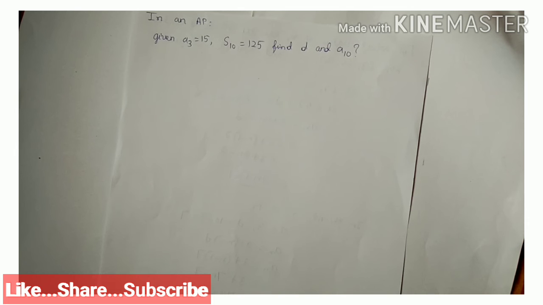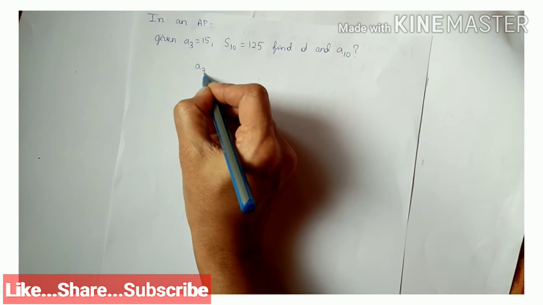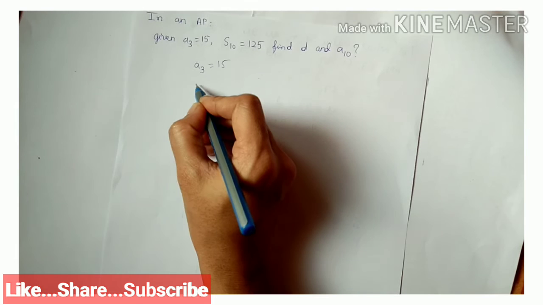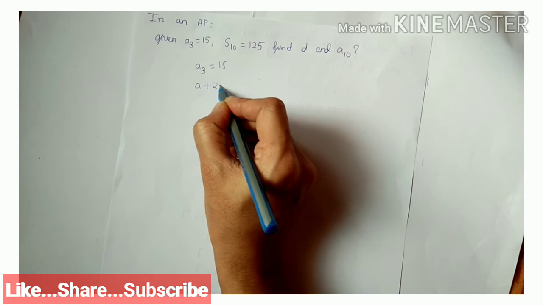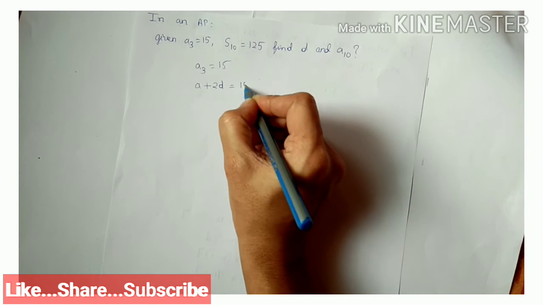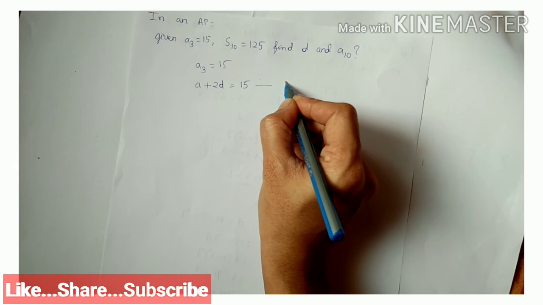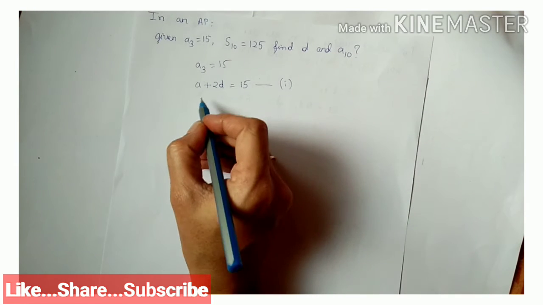Next example, in an AP given a3 is equal to 15, S10 is equal to 125. Find d and a10. Given a3 is equal to 15, we can write a3 as a plus 3 minus 1, 2d is equal to 15. Let us take it as equation number 1.